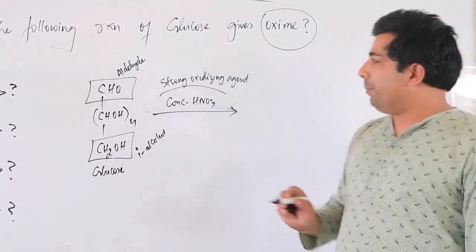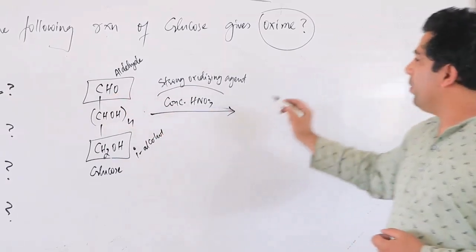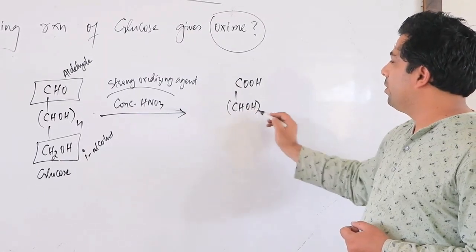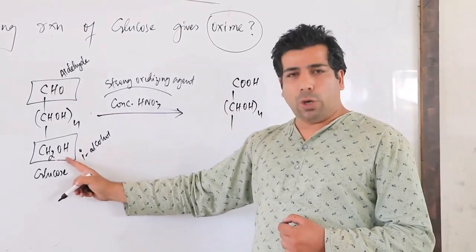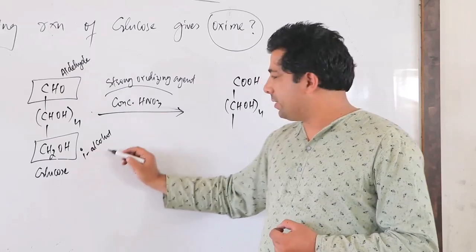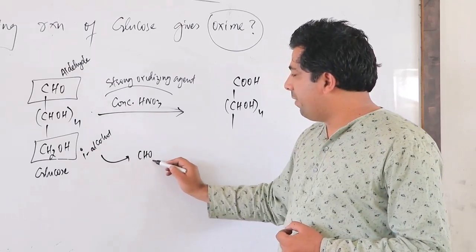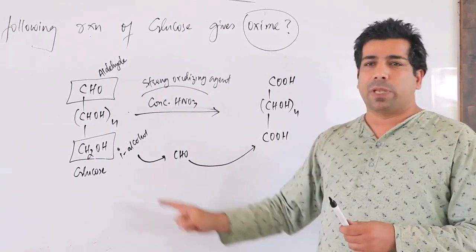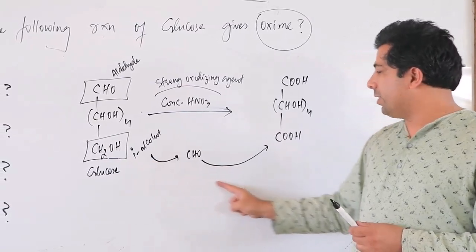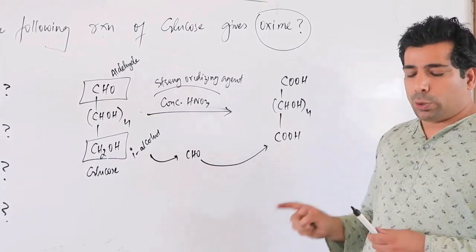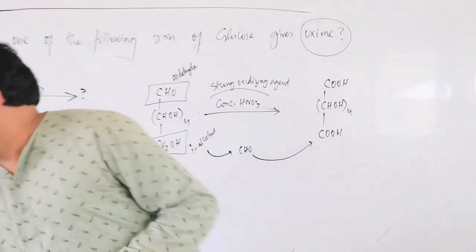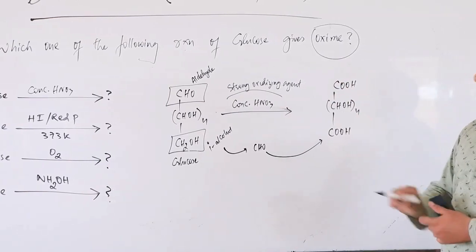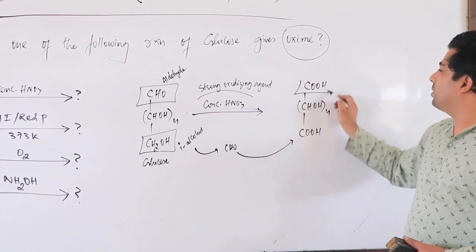So what will happen when the aldehyde is oxidized? It will be oxidized to carboxylic acid. Then CHOH 4 times, and this primary alcohol will be oxidized first. It will be converted to aldehyde and finally into carboxylic acid. That means basically the primary alcohol will finally be converted into carboxylic acid. Correct? So two groups are there if you look. First, here you have an aldehyde. The aldehyde is oxidized to carboxylic acid.